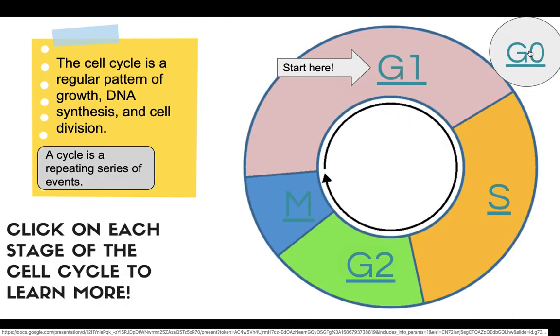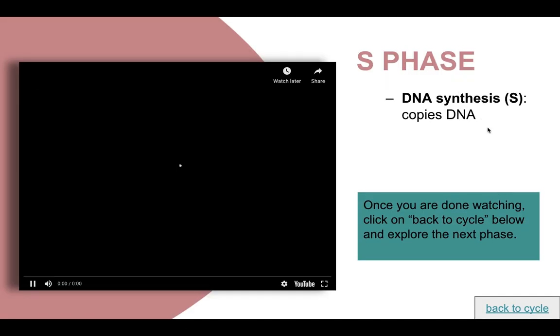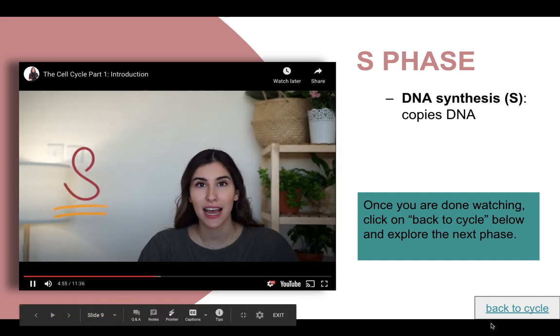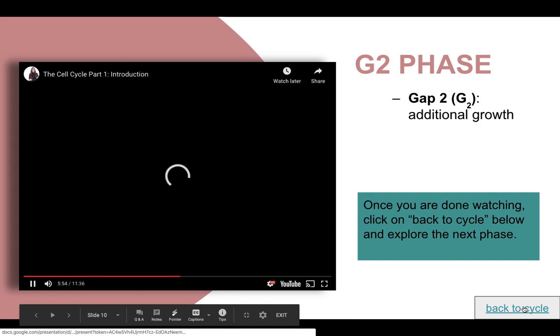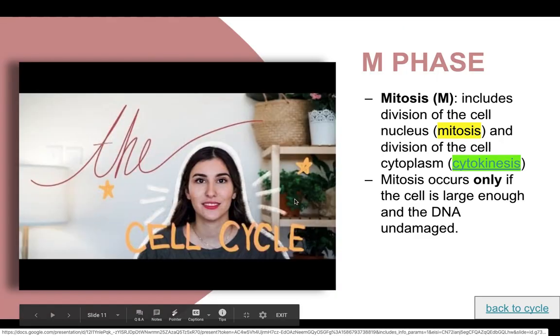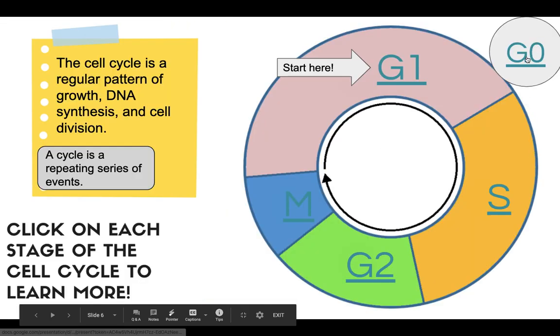So you could either click on G0 or S. It's up to you. I'm going to click on S for now. I'm going to leave G0 till the very end, because you'll notice that G0 is actually outside of the cell cycle. So I'm leaving that till the end. So I'm going to go to S. I'll watch the video explaining the S phase, back to cycle, G2. Again, you'll watch, back to cycle, M. You'll watch the video, and finally back to the cycle, and I'm going to click on G0.